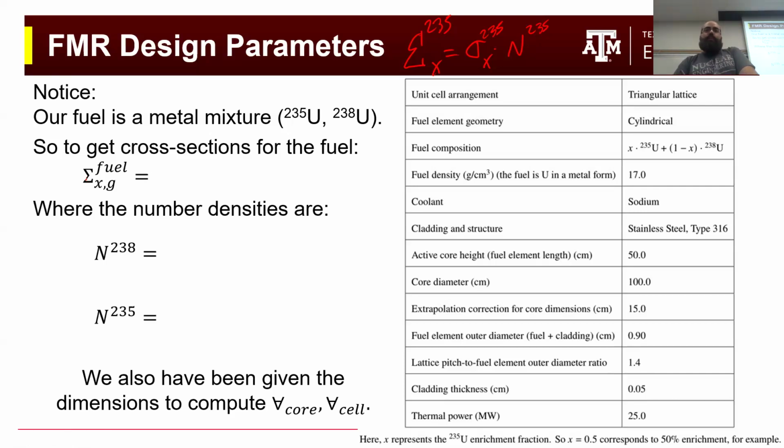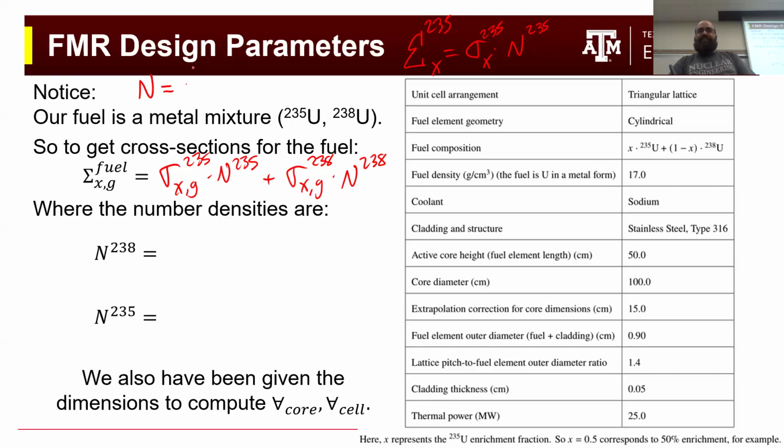So this cross section for any reaction X and for any group G for the fuel is going to look like the micro cross section for that reaction for that group for 235 times the number density of 235, plus the micro cross section for that reaction for that group for 238 times the number density of 238. So microscopic cross section times the number density gives us the macro cross section. And what's my formula for the number density? How do I calculate number density or atom density?